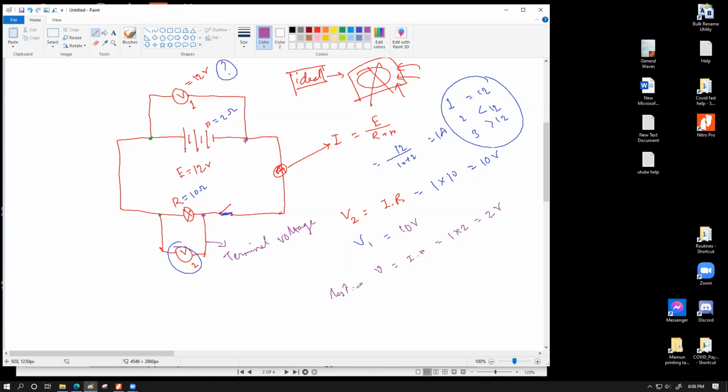So this is actually pretty simple. Lost voltage is lost voltage, and the other one is terminal voltage. For this circuit, the terminal voltage is going to be 10 volts and the lost voltage is going to be 2 volts. So to summarize the whole thing one more time, I'm going to go through this a bit slower.